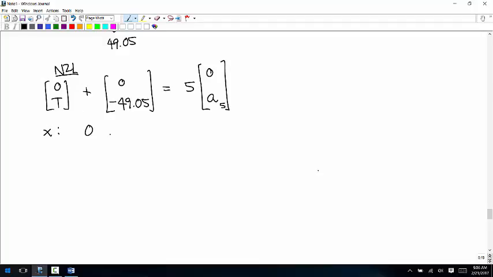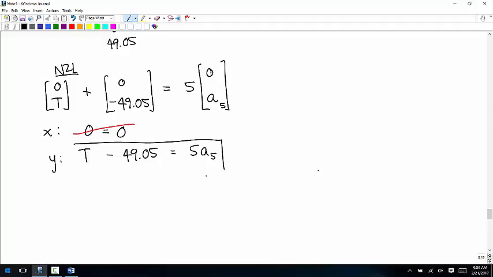This gives two equations. The first one says 0 equals 0, so obviously that one is useless. But the y equation says T minus 49.05 is equal to 5 A5. So this is a good equation, but we can't solve it yet because this is one equation with two variables. We're going to just set this aside. We'll come back to it later.